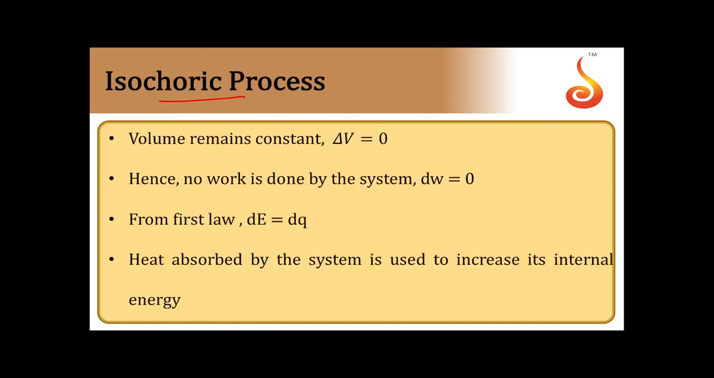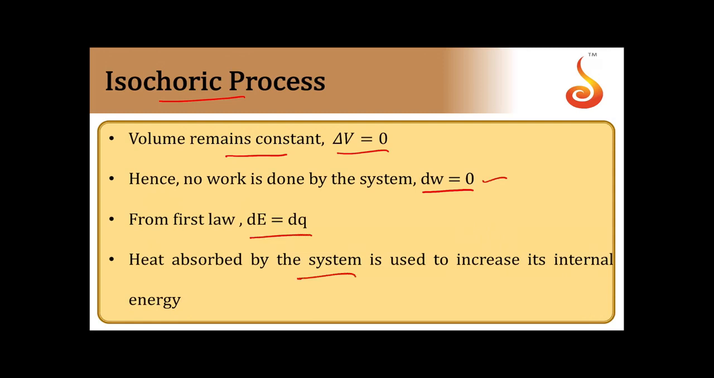Next, isochoric process. In an isochoric process, volume remains the same. So therefore delta V is equal to 0. When delta V is equal to 0, work is not done by the system. When there is no work done, dW remains 0. Again from the first law of thermodynamics, since dW is equal to 0, dE becomes equal to dQ.